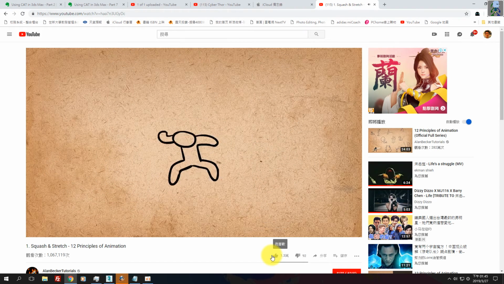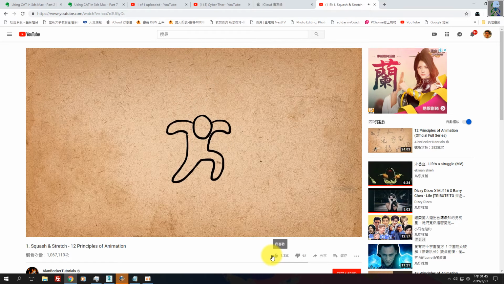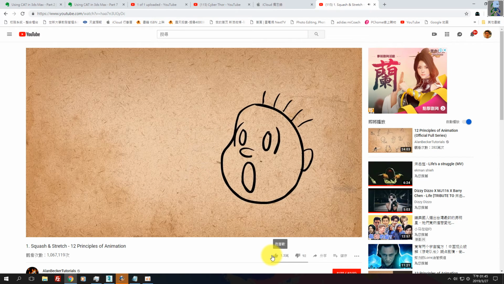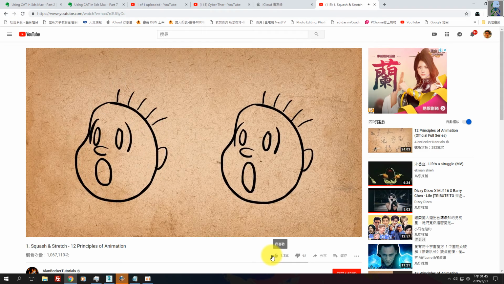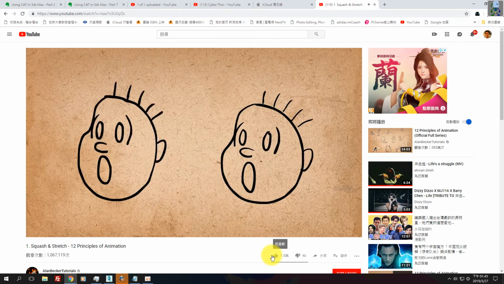Squash and stretch applies to characters too. Look at how this figure is stretching from the speed that he's coming down with, and then he squashes after he lands, before settling in his pose. You can also use squash and stretch to exaggerate facial expressions. Let's add some squash and stretch to this face. When his eyes are closed, his face is squashed, and when he opens his eyes in disbelief, his face stretches up and settles back to normal.